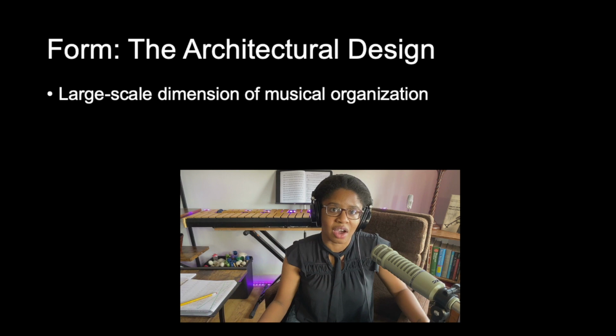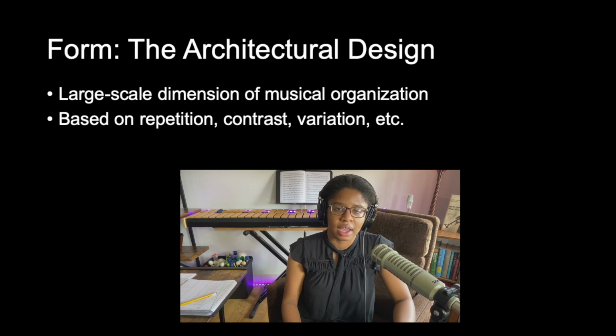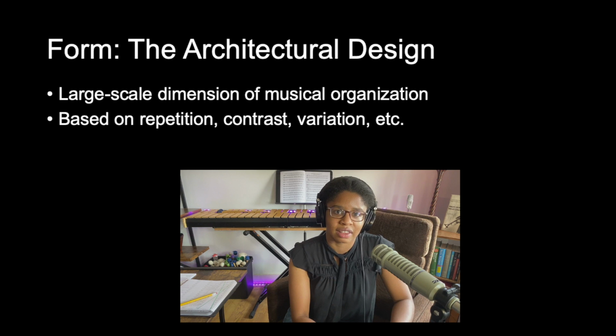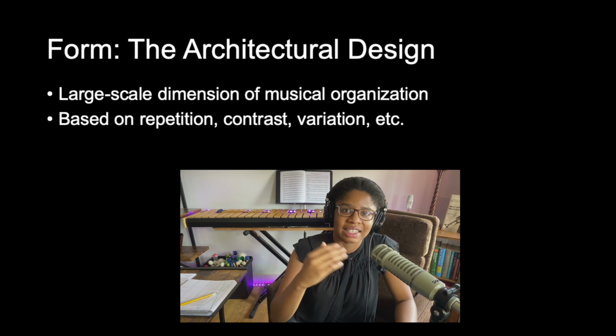How does it unfold? And one thing that's important to note about form is that a lot of the way we recognize form is through the repetition of the same musical material. Think of Beethoven's Fifth. Ba-ba-ba-ba, ba-ba-ba-ba. Ooh, that was wrong. Think about Beethoven's Fifth, right? But what happens there is that same basic musical idea keeps getting repeated over time.